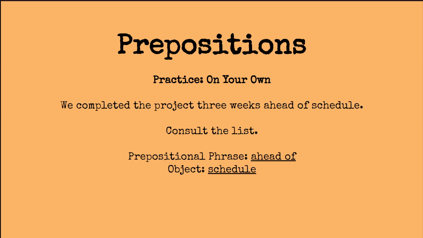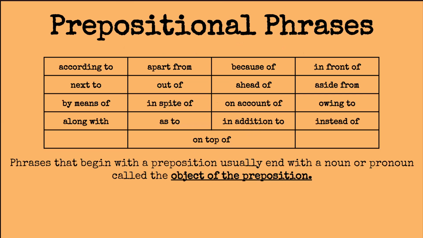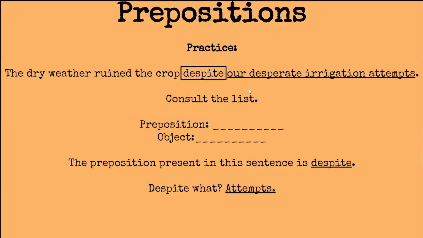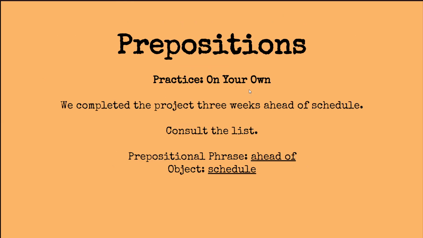Okay, so if you said the prepositional phrase was ahead of, of course, that is listed on this list right there. So the prepositional phrase was ahead of, and they're ahead of what? They're ahead of schedule. So that would be the object, schedule. It's as simple as that, guys.